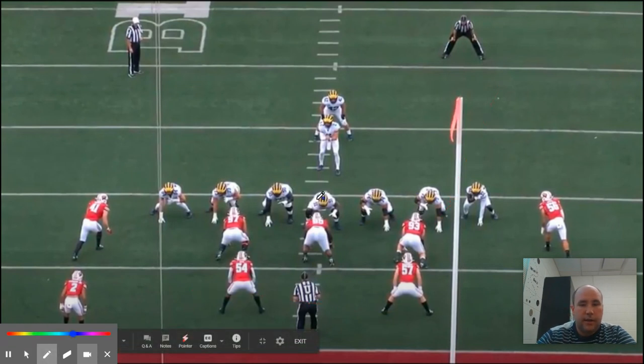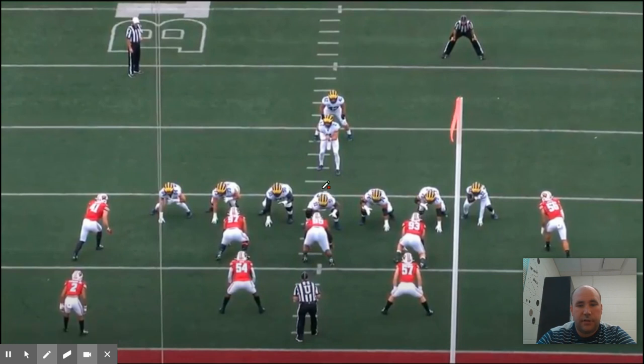So again, center comes up to the ball here. Does he have somebody head up? Yes, he does, right? Now, B gaps are covered. This is a bear defense. He doesn't even need to know how many dudes are on the line.